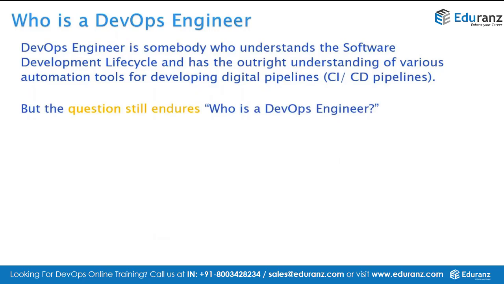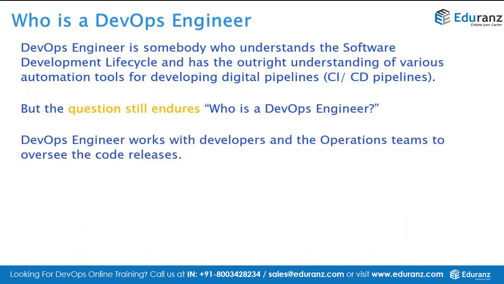So if you still have the question, who is a DevOps engineer? A DevOps engineer is a person who works with the developers and the operations team to oversee the code release. For us, a code release is everything for an enterprise. When the client comes in and tells you there are two new features they want to implement, that release will be called an enhancement release. Or when the client comes in and tells you there are a lot of bugs they want you to fix, it's going to be a bug release. These are the only two releases you'll have: one is adding new features, and the other is fixing existing bugs.